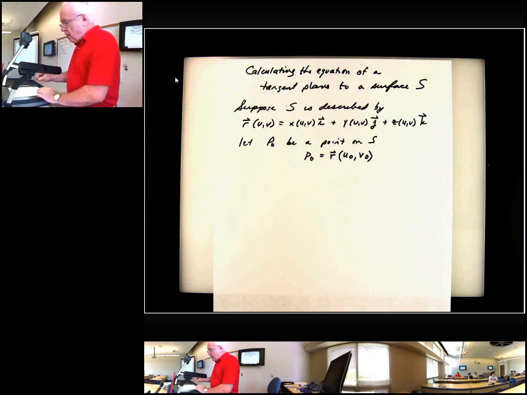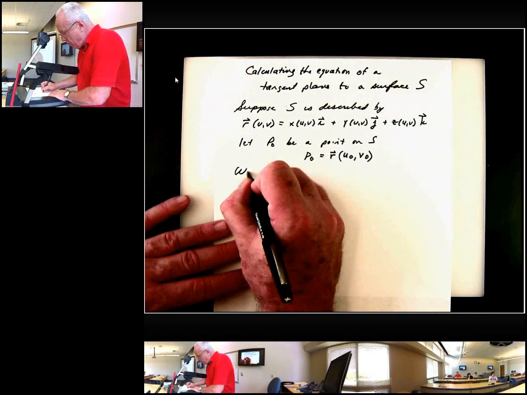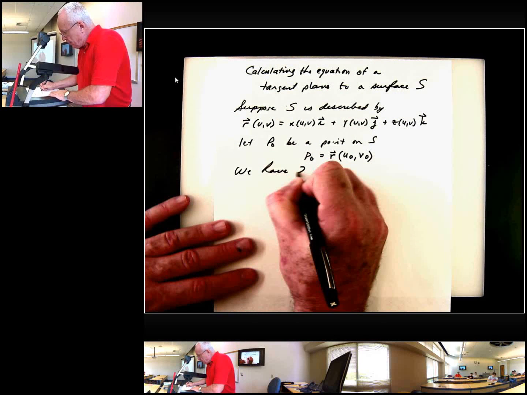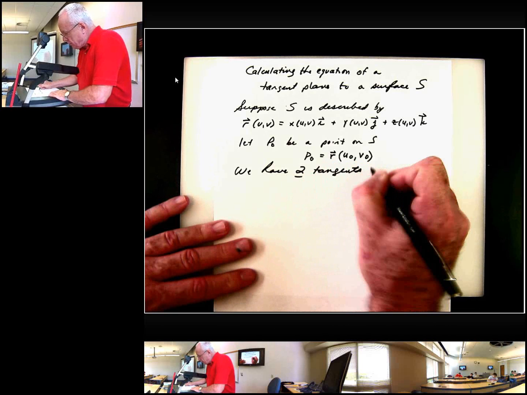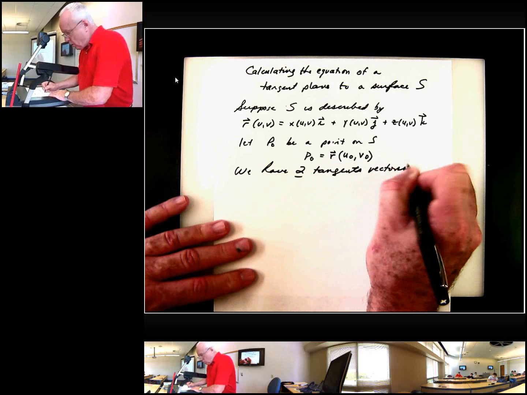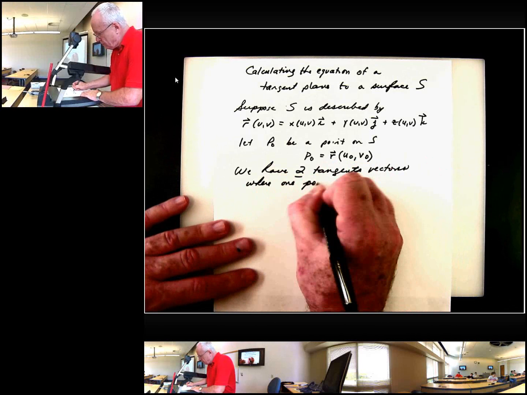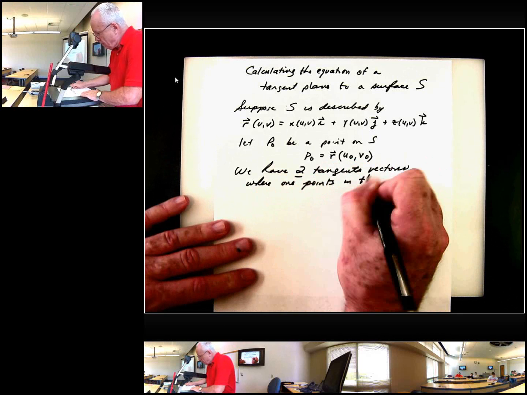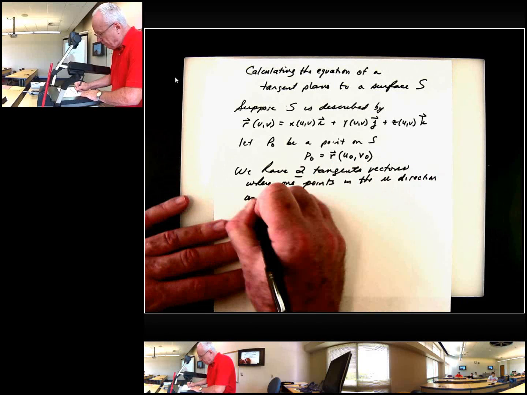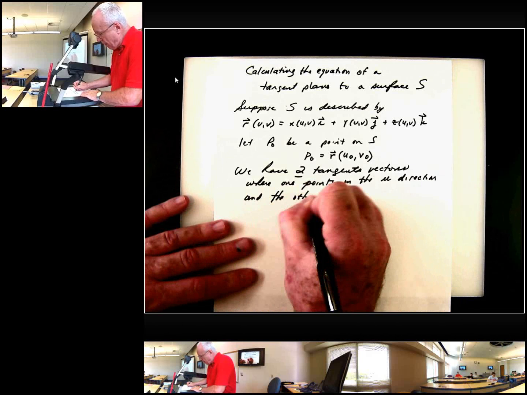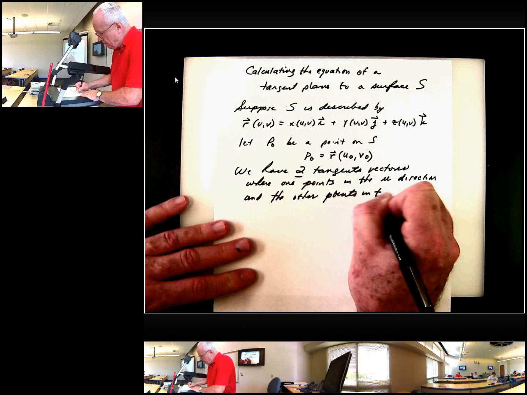Right. Okay. Now, at this point then, we have 2 tangent vectors, where one points in the u direction and the other points in the v direction.